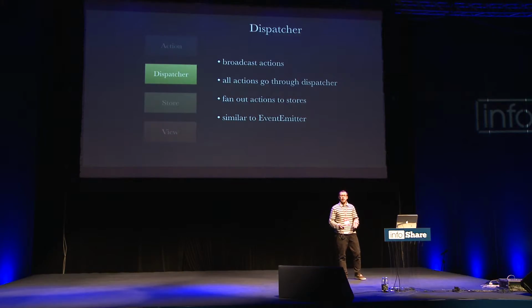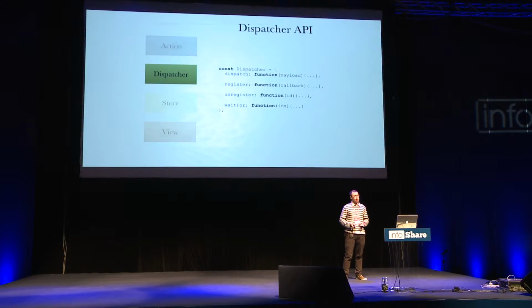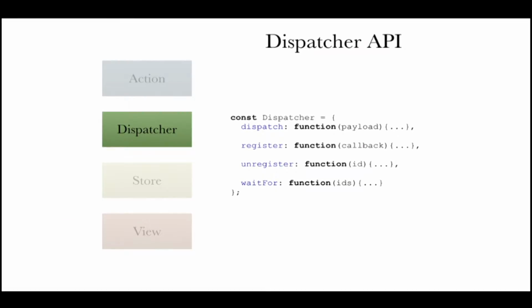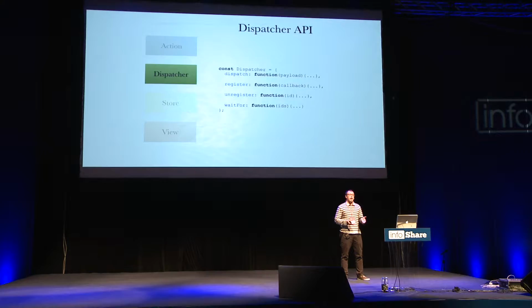As I said, it's similar to an event dispatcher, and to prove it, this is the API for the dispatcher. So we have a dispatch action, which is similar to the emit action. It has register and unregister functions, which are going to be used by our stores. And there is one more, waitFor, if you would like to make our stores more sequential.